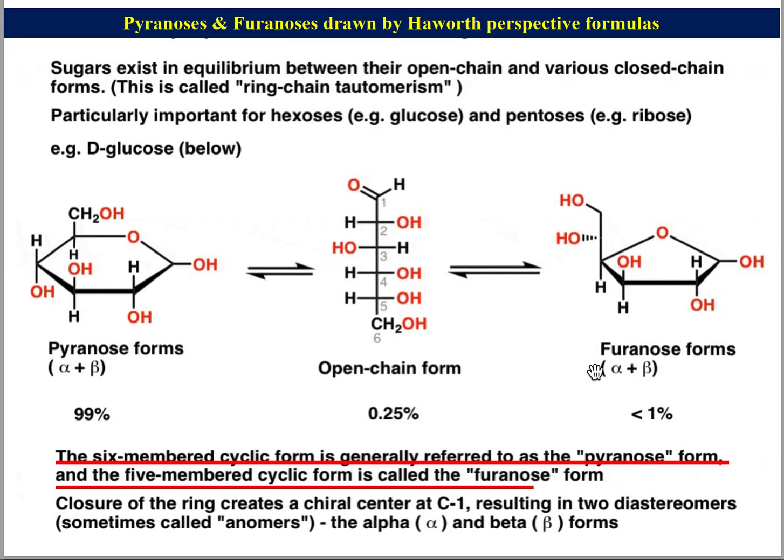Okay, so pyranose and furanose. This is the pyranose and this is the furanose. That means the six-member ring is called pyranose and the five-member ring is called furanose. In pyranose, the number of carbons in the ring is five, and in furanose the number of carbons inside the ring is four. Particularly, these are important: hexose and pentose. So this is hexose and this is pentose.